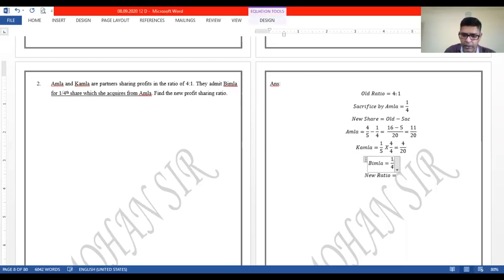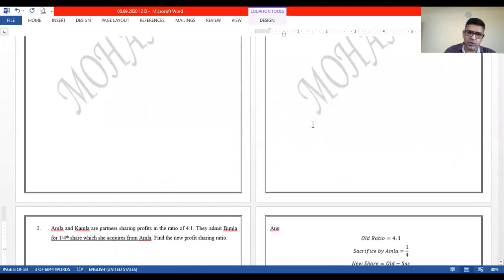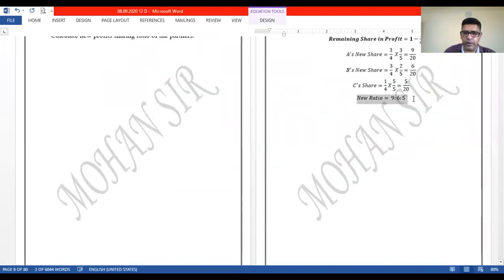In the same way, for Bimla, I have to convert to 20, so multiply to get 5 by 20. Now all three partners have the same denominator. So the ratio can be stated as 11 ratio 4 ratio 5. That's the new ratio, and that is exactly what has been asked of us. The sums are based on the new ratio only, so the new ratio has been calculated.